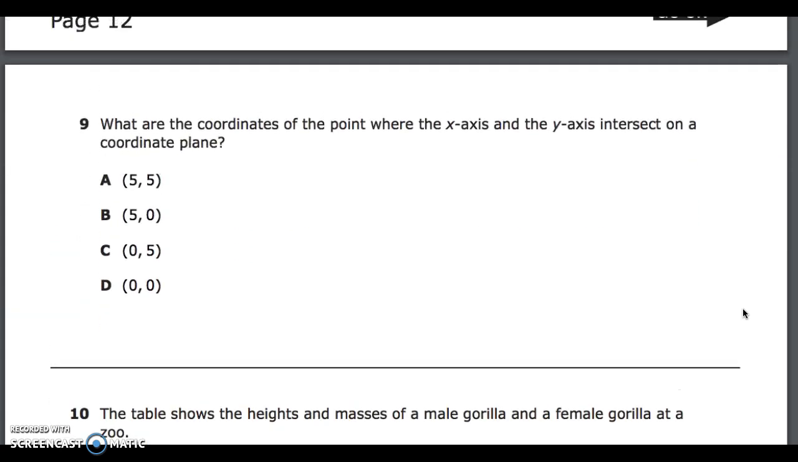Number 9. What are the coordinates of the point where the x-axis and the y-axis intersect on a coordinate plane?